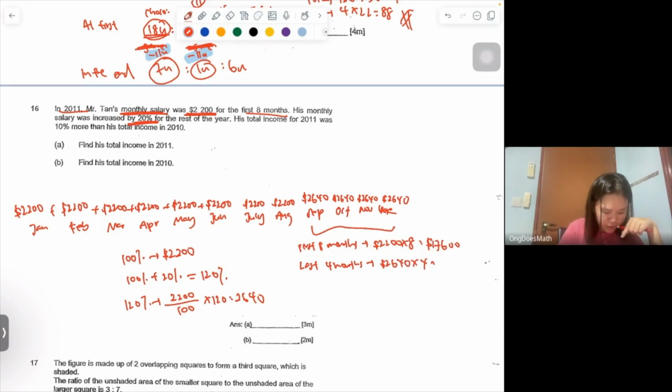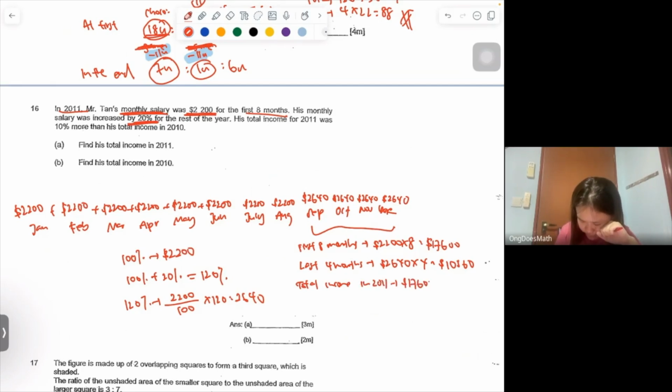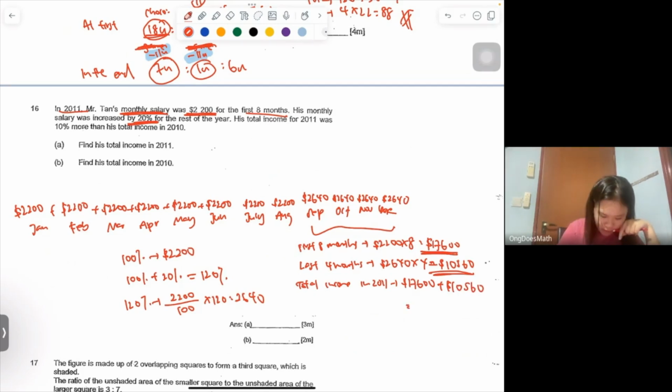Punch into your calculator. You get 10560. Okay, so his total income in 2011 will just be 17600. So add out the first 8 months plus the last 4 months plus 10560. Punch into your calculator. Should get 28160.